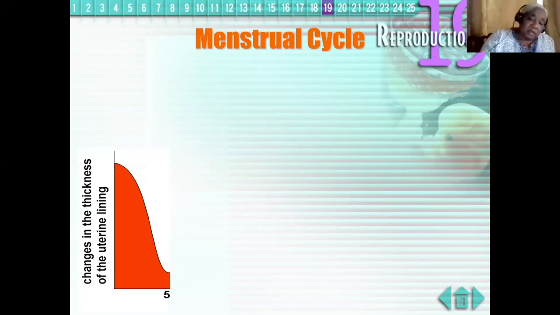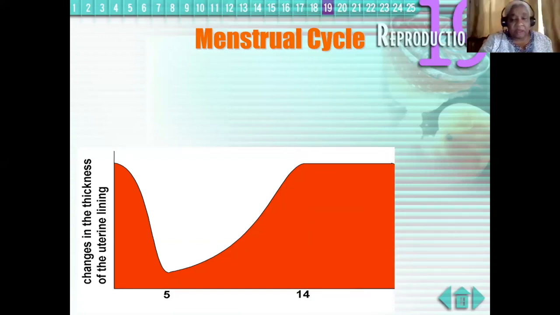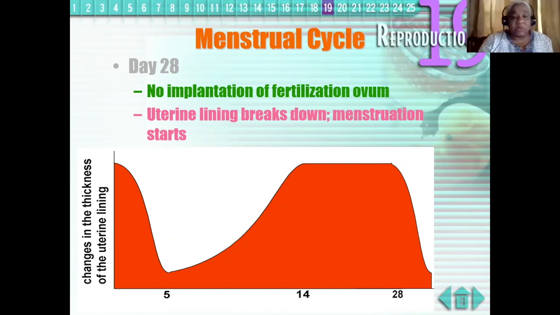So for the first 5 days, the lining breaks down, it gets thinner. Then from day 5 to day 14, the thickness of the lining increases. And at day 28, if there's no implantation, the uterine lining breaks down and menstruation starts.